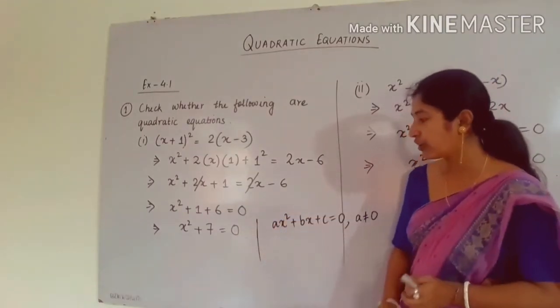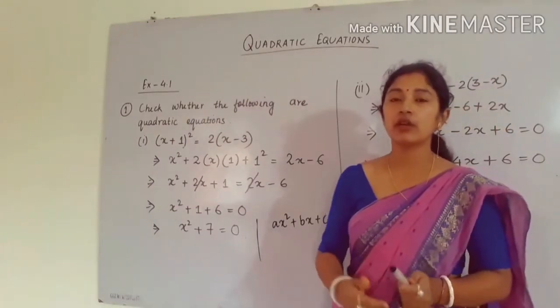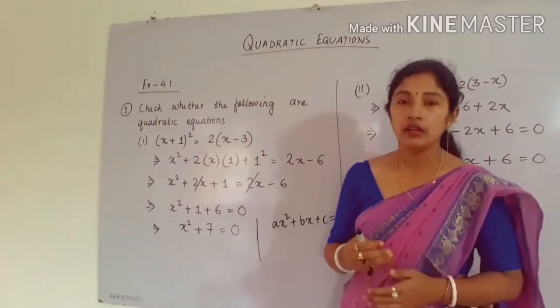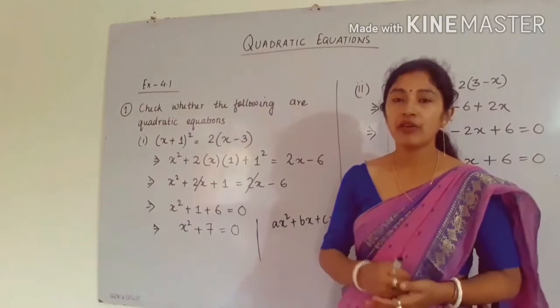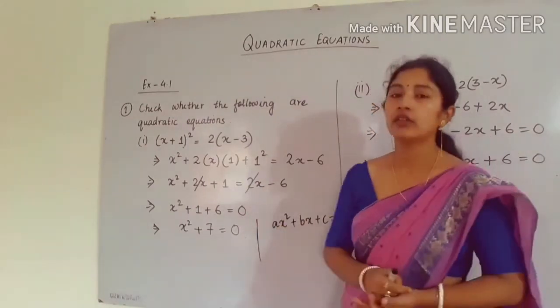So finally what we conclude that this is a quadratic equation, because quadratic equation is having highest power, that is degree. Degree should be equal to 2, and here we got what? The degree is 2.